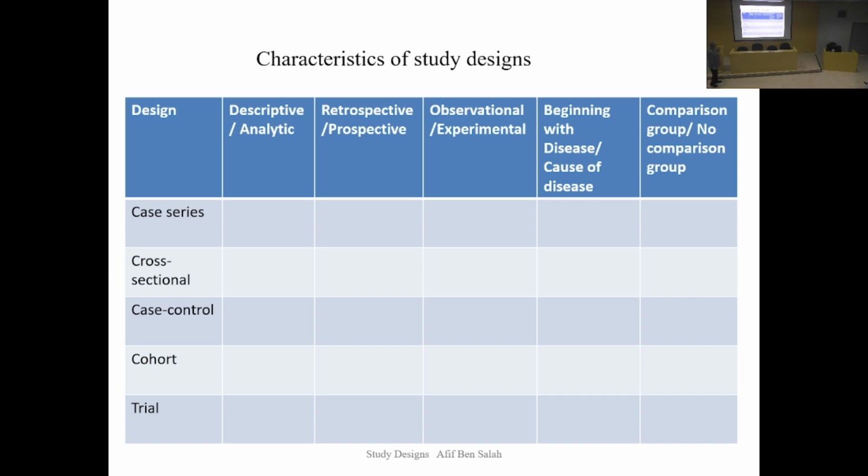Now, I want to ask you for every type of study, if it is descriptive or analytic, if it is retrospective or prospective, if it is observational or experimental, if we begin with disease or with the cause of disease, means the risk factor, and if we need a comparative group or no comparative group. Easy? Is the question clear? Let's start by case series.